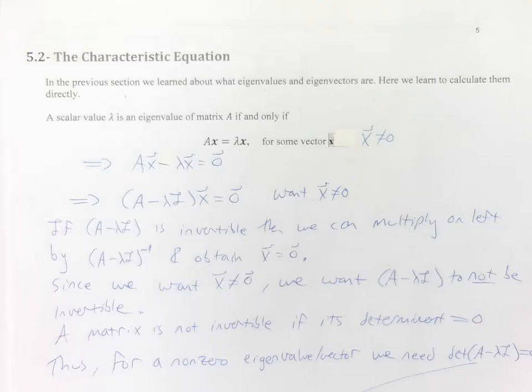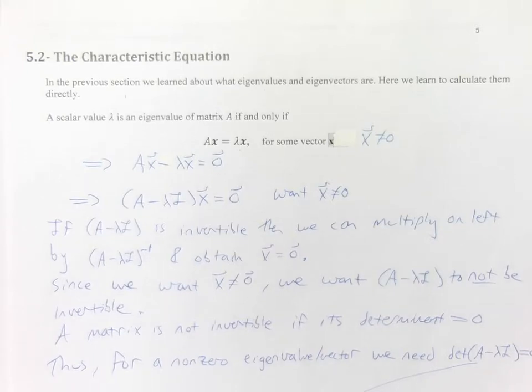In section 5.2, we're going to talk about what's called the characteristic equation, which is what we use to find eigenvalues, and then we'll look at a couple applications of eigenvalues and eigenvectors, which really are pervasive not just throughout mathematics, but lots of other disciplines and topics and applications.